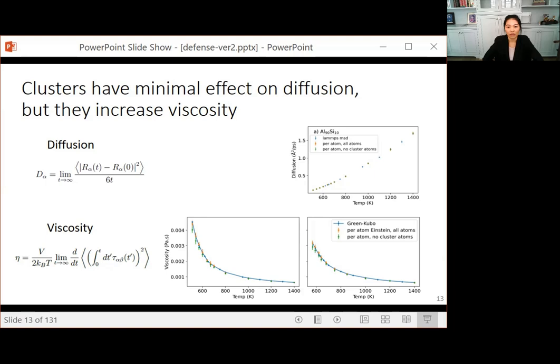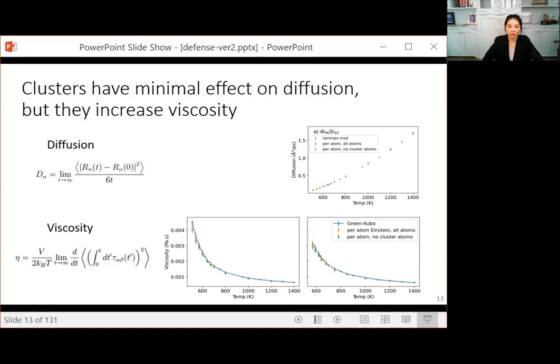On the plot on the right, I have the diffusion versus temperature using 3 different methods. The first one is the same one that we showed before. Then we have the per atom diffusion using all of the atoms and the per atom diffusion with the cluster atoms removed. And we see that they're all overlapping. So we're saying that the clusters have a minimal effect on diffusion.